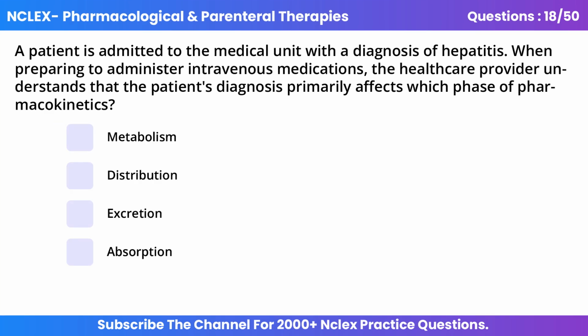Question 18. A patient is admitted to the medical unit with a diagnosis of hepatitis. When preparing to administer intravenous medications, the healthcare provider understands that the patient's diagnosis primarily affects which phase of pharmacokinetics? A. Metabolism.